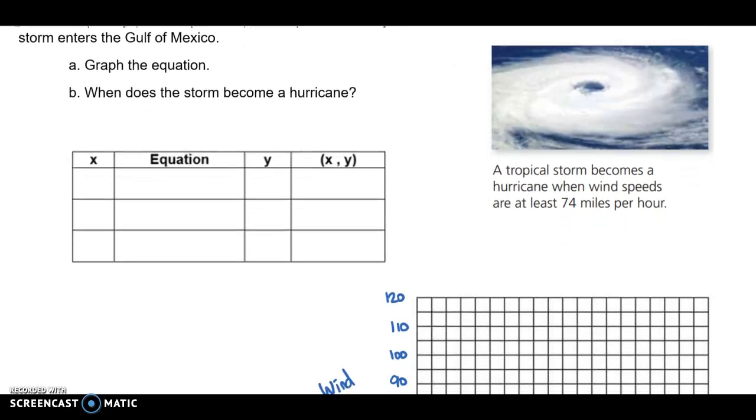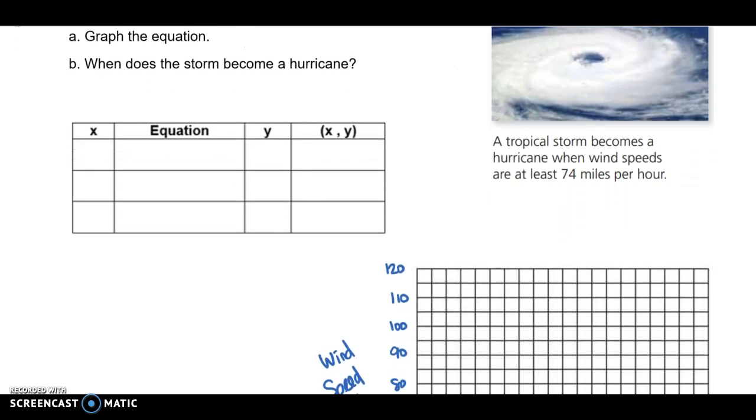And then we're going to spread this out a little bit. Let's find out what happens, what the wind speed is right when it enters. Let's find out like 5 hours later, 10 hours later, and let's even do 15. So, because tropical storms, hurricanes last for a while, and then we have to come back and answer our question.